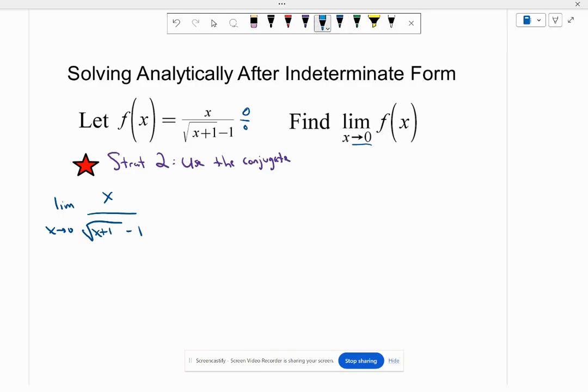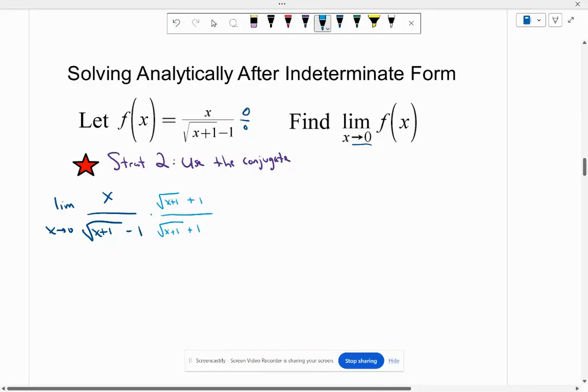So I'm going to multiply by the conjugate. In this situation, the conjugate is going to be the square root of x plus 1 plus 1, not minus 1. We're doing kind of like a difference of squares here, we're setting up. So multiply by the conjugate. And this seems random at first, but you're going to see how this allows us to actually evaluate the limit in a second.